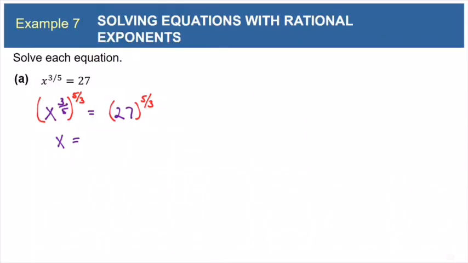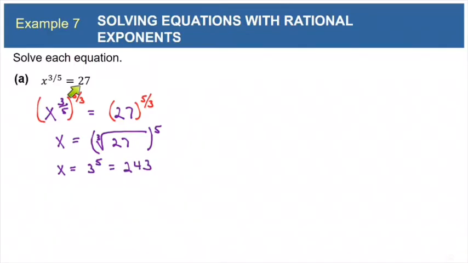Now for the right side, I'm going to evaluate this the way that we learned to evaluate them back in the R chapter at the beginning of the course. So I'm going to write this as cube root of 27 raised to the 5th power. Now you know the third root of 27 is 3, so that's going to give us x equals 3 to the 5th power, and you can multiply that out or use your calculator to see that 3 to the 5th power is going to be 243.